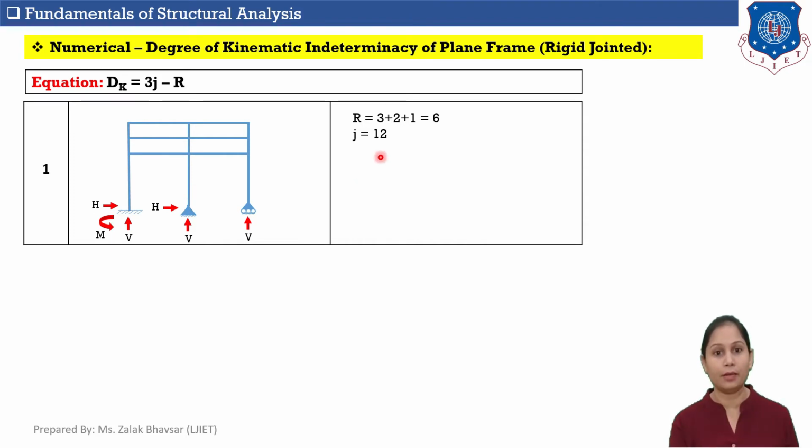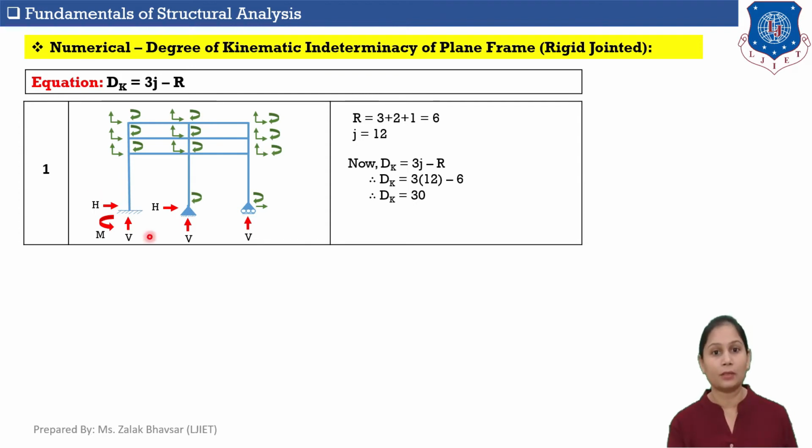Now let's put value of R is equal to 6 and J is equal to 12 in equation of DK for this plane frame. So DK is equal to 3J minus R. Therefore DK is equal to 3 times value of J, 12, minus value of R, 6. So we get answer of DK is equal to 30. It means that in the given rigid jointed plane frame, total 30 displacements are possible.